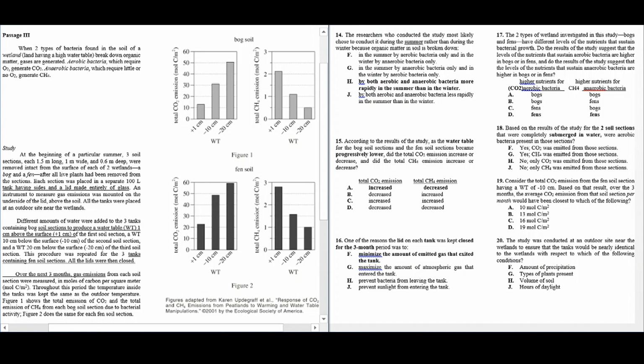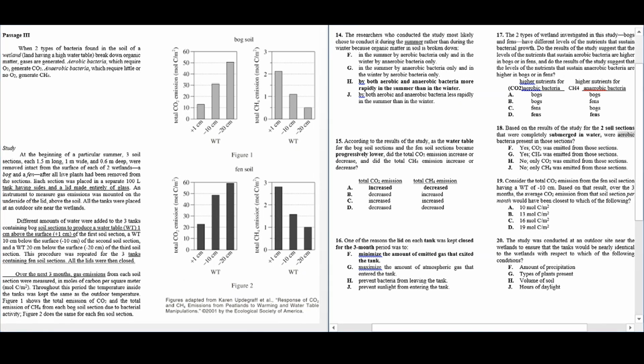In particular, it describes how, in the case of the plus 1 centimeter water table, the water is 1 centimeter above the surface, whereas in the other cases, the water level is below the surface. That means only in the plus 1 centimeter water table situation is the soil submerged in water, meaning that's the one bar we're going to look at to answer this question.